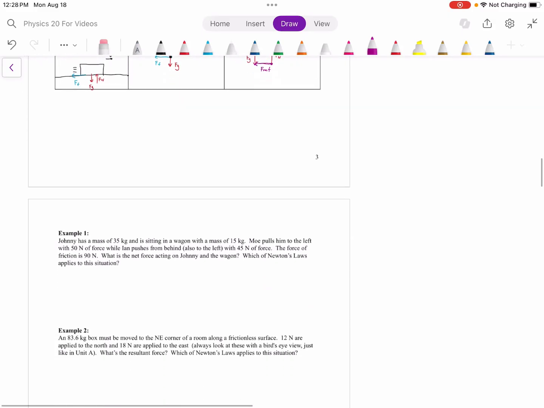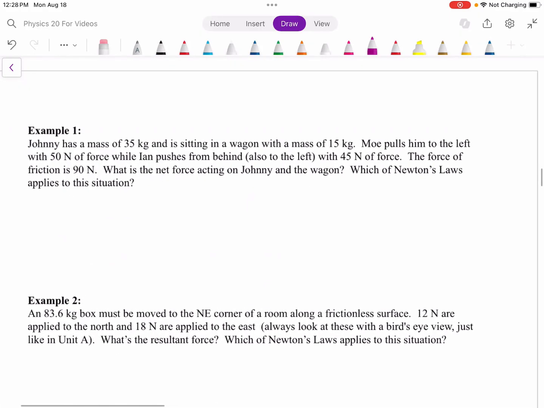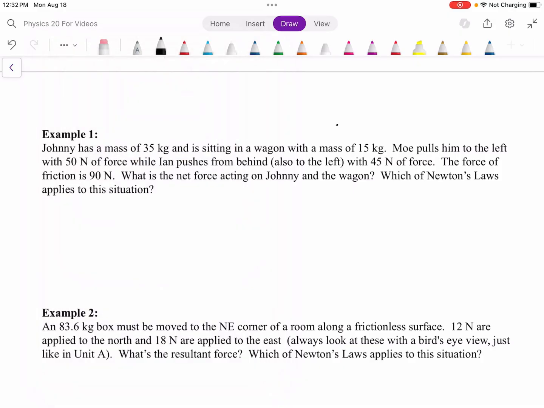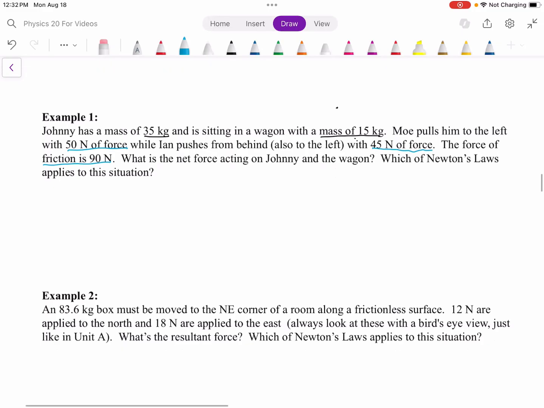Let's go ahead and now actually start calculating some stuff with our new diagrams in our back pocket. So Johnny has a mass of 35 kilograms and is sitting in a wagon with a mass of 15 kilograms. Mo pulls him to the left with 50 newtons of force, okay, while Ian pushes from behind, also to the left, with 45 newtons of force. The force of friction is 90 newtons. What is the net force acting on Johnny in the wagon, and which of Newton's laws applied?